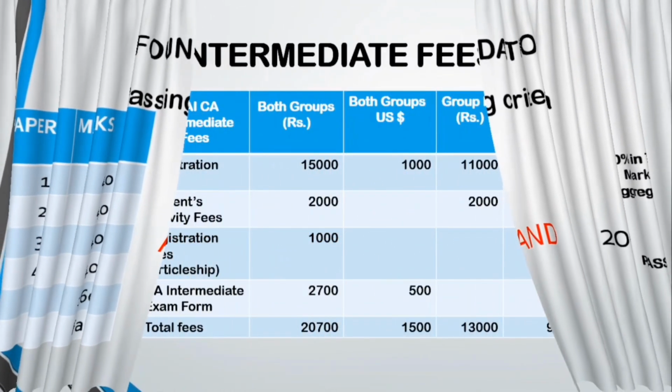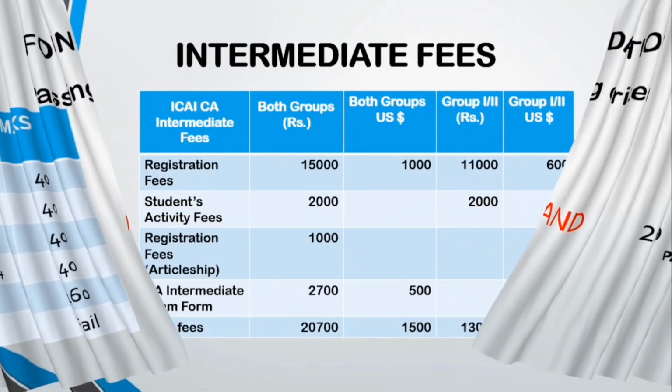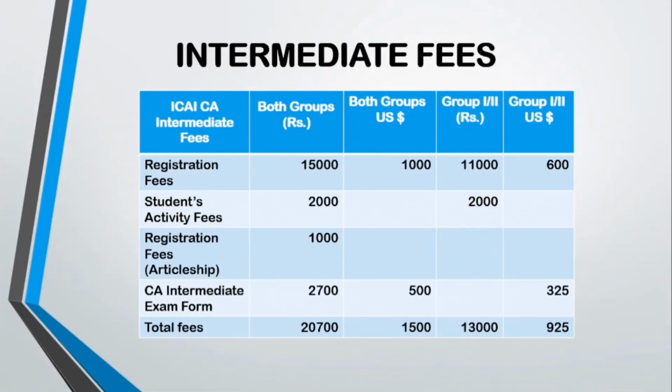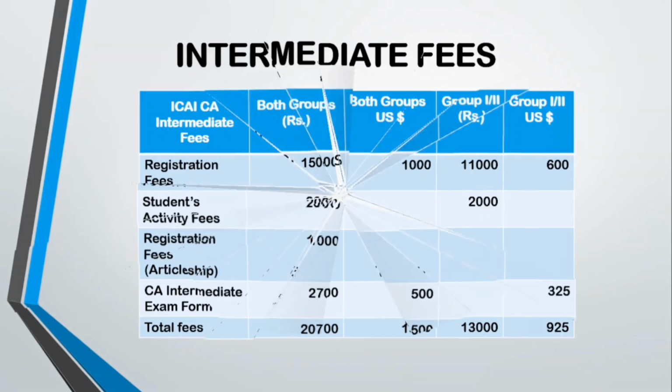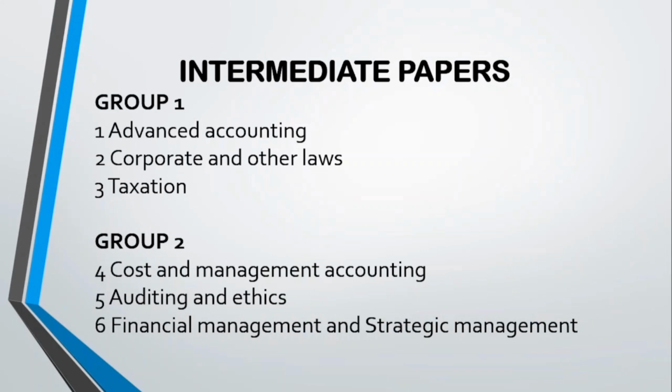Next up is the intermediate level, which is split into two groups. For both groups, the fee is rupees 20,700 for Indian students and $1,500 for foreign students. For a single group, it's rupees 13,000. For foreign students, $925.